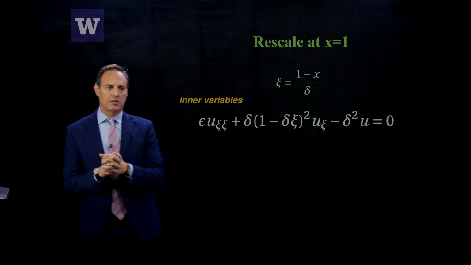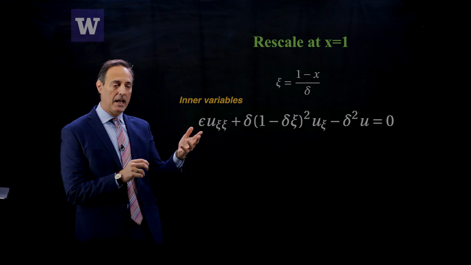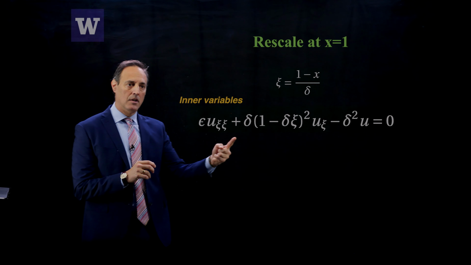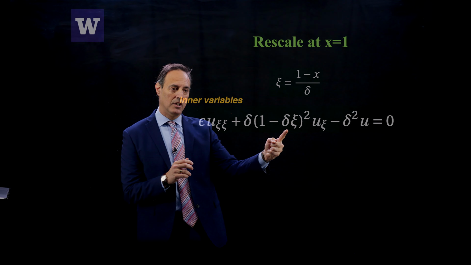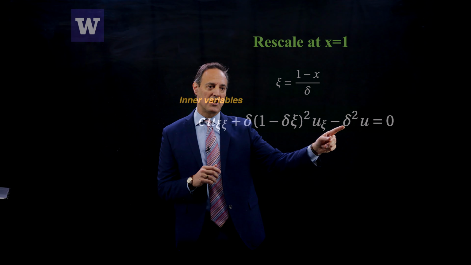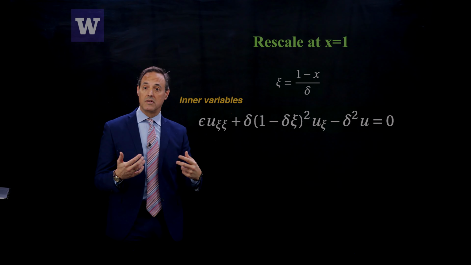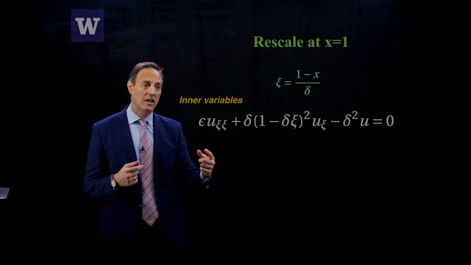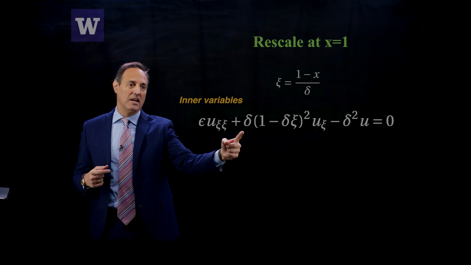So I do the expansion, and here's what it looks like in the inner variables. Again, I have an epsilon here. I have a delta here. I have a 1 minus, and there's a delta here, so this is going to be small in comparison to 1. I have a delta squared here. Okay, so now I want to start taking the dominant balances. And notice that I have a delta squared here, and I have a term here with a delta and a 1 here.